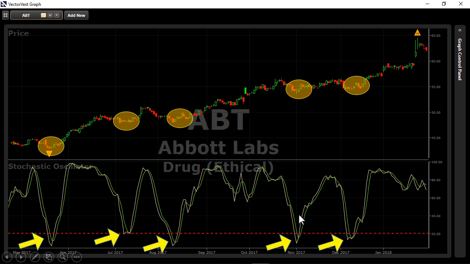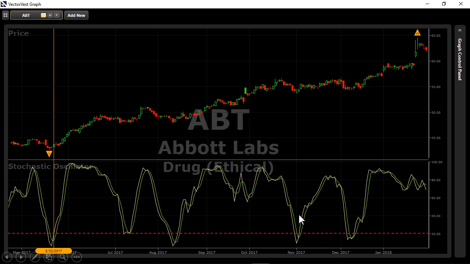Now, a buying opportunity occurs when the stochastics oscillator moves from below 20 back above 20. You don't buy the stock just because the stochastics oscillator goes below 20. The stock can continue to fall. The actual trigger is when the stochastics goes from below 20 to above 20. So we can see here on May 22nd.